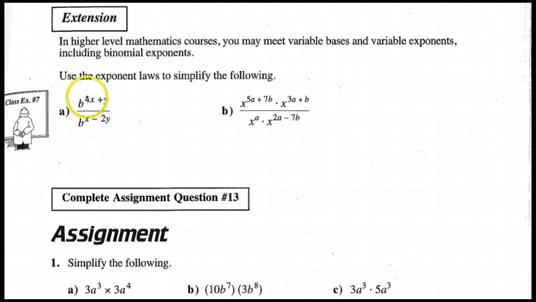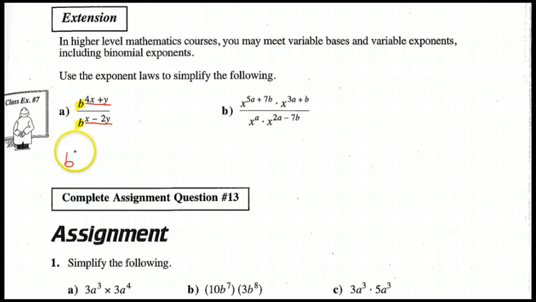I have some crazy exponents here. Look at that exponent. Wow, the exponent is an expression in itself. It's not just b squared or b to the 2. But look at that, the base is the same. The base is b. So what is my rule when I divide powers with the same base? I can subtract exponents.